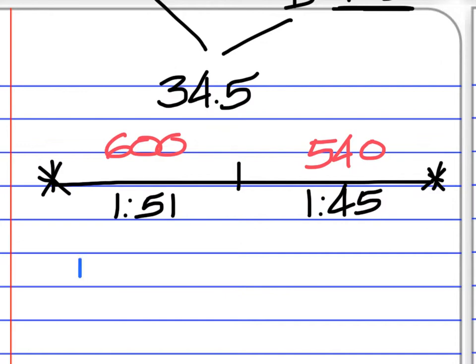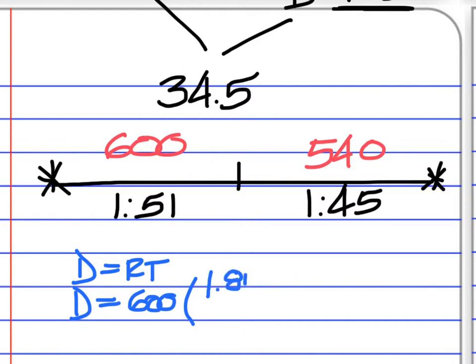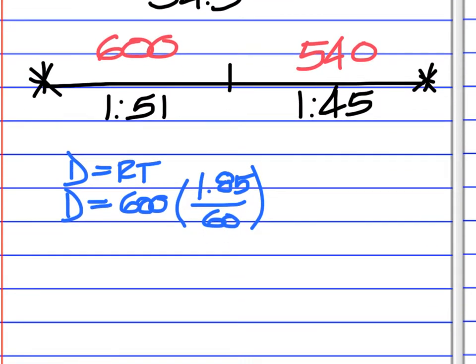Over here on the left, D equals RT. We're looking for the distance. The rate is 600, and we have a time of a minute 51. So I have to do 51 divided by 60, and that gives me 0.85. So 1.85 over 60. Yeah, it's 18.5 miles.